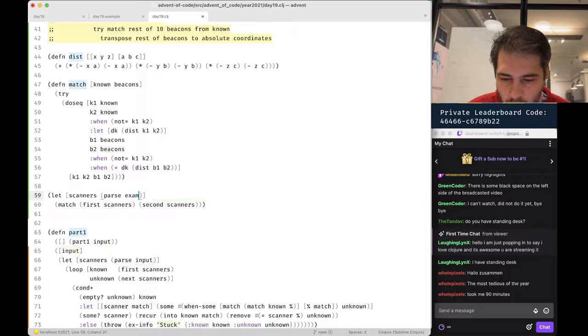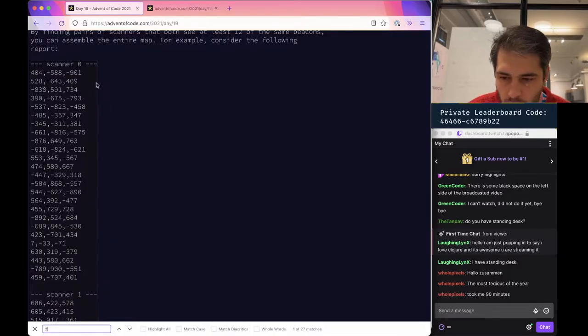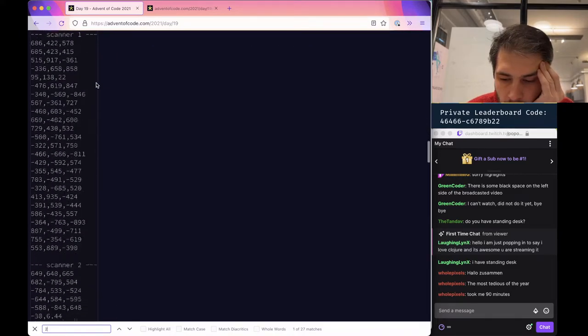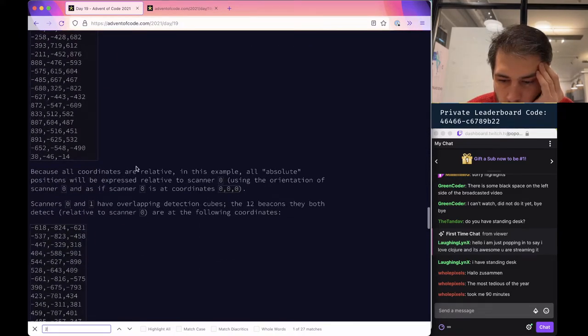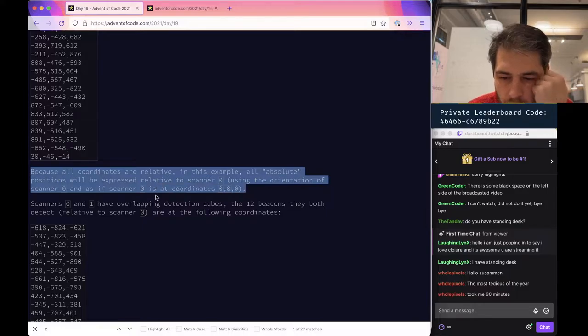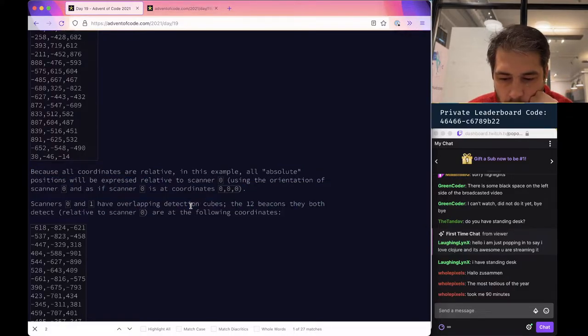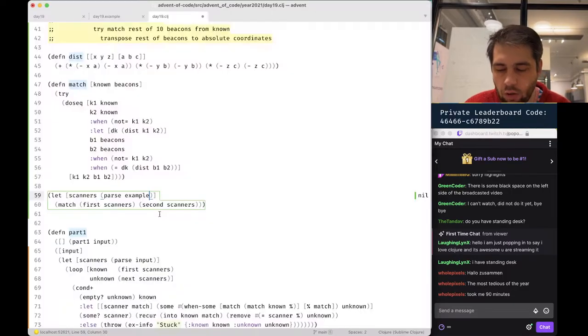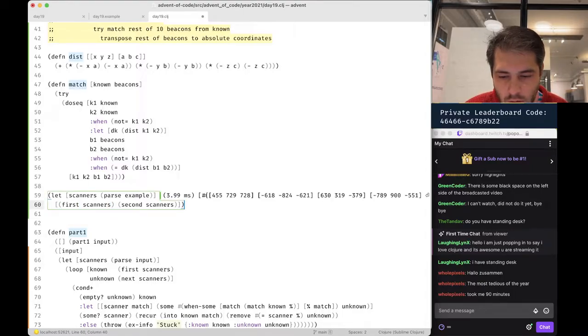And in this case, we need the example, right? Consider the following report. Because all coordinates of all absolute positions will be expressed out of scanner 0. Scanner 0 and 1 have overlapping detection cubes, and the beacons are detected relative to scanner 0 at the following coordinates. Okay, so we are doing something wrong, right? Already.